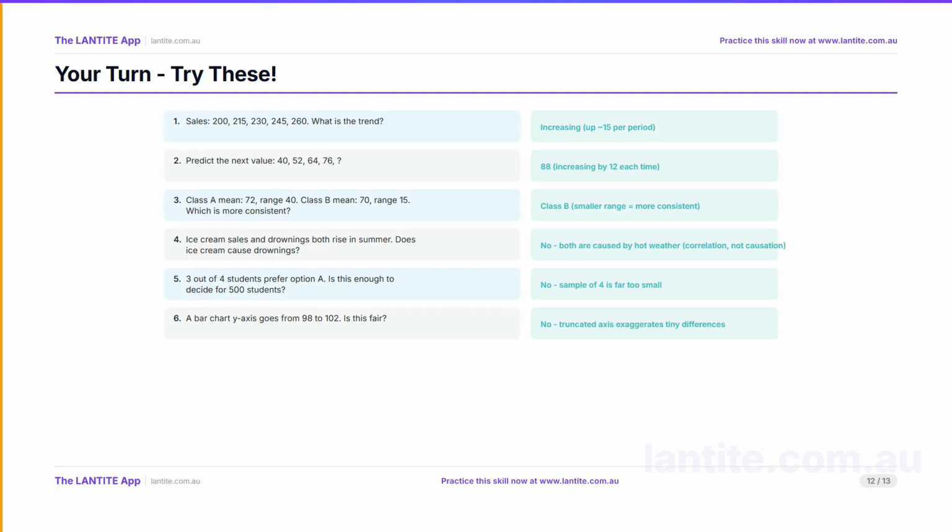Pause the video and try these 6 problems. Problem 1 asks you to identify a trend. Problem 2 asks you to make a prediction. Problem 3 is about comparing 2 datasets. Problem 4 tests whether you can distinguish correlation from causation. Problem 5 asks you to evaluate a claim based on a small sample. Problem 6 asks you to identify what is misleading about a graph. Check your answers when you are ready.